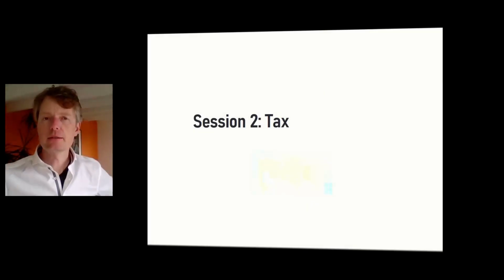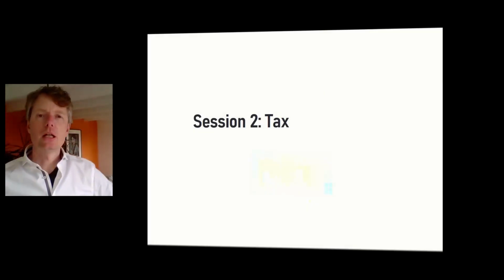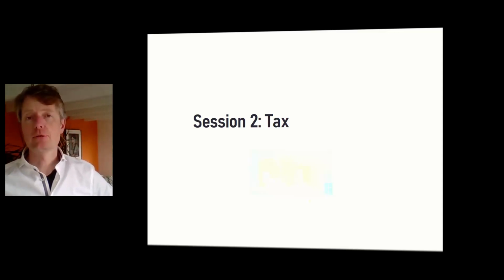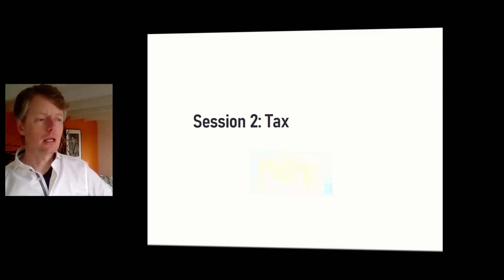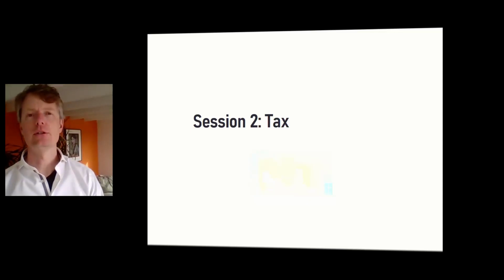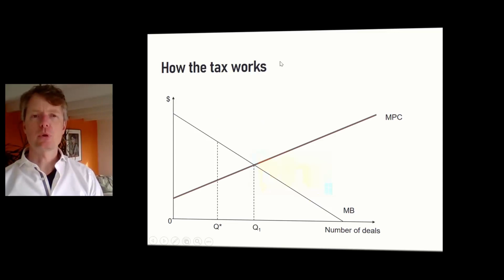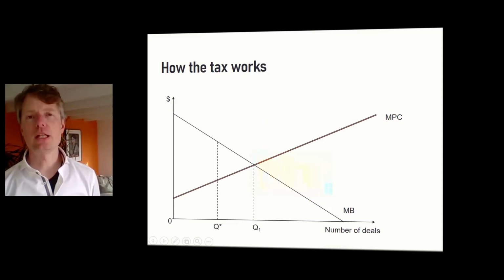In session 1, we found out that we have a lot of deals that add more harm than benefit to society. In session 2 then, we discussed a policy to address this negative externality, namely a tax per unit of output, i.e. a tax per deal. How did that work? Well, let's put this into the graphs that you're familiar with.